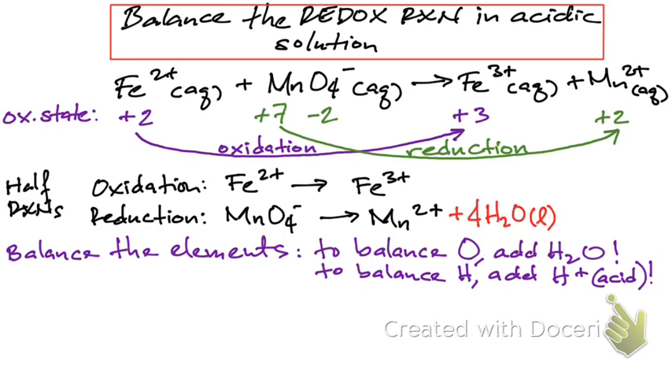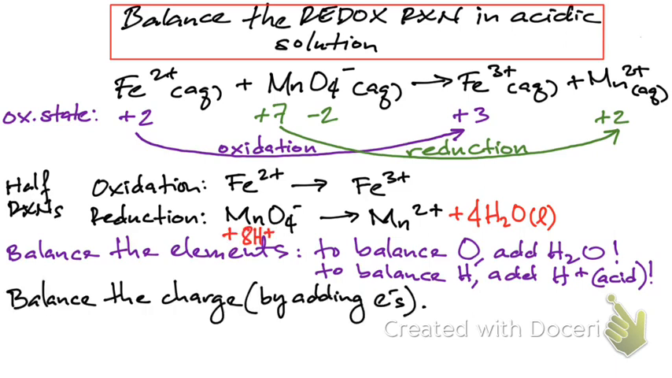So we'll add 4 water molecules on the right that balances the oxygen. But now we have a total of 8 hydrogens on the right. And so to balance that, we'll add a total of 8 hydrogen ions on the left-hand side, okay, which is written here. So after balancing the number of elements, we're going to balance the charges. And we can balance the charges by adding electrons.